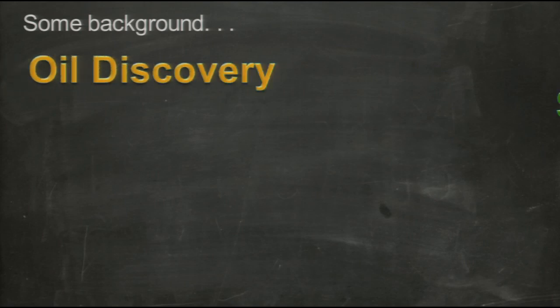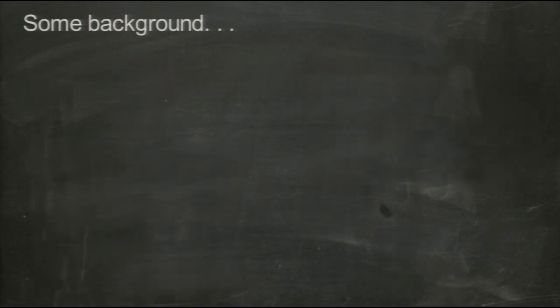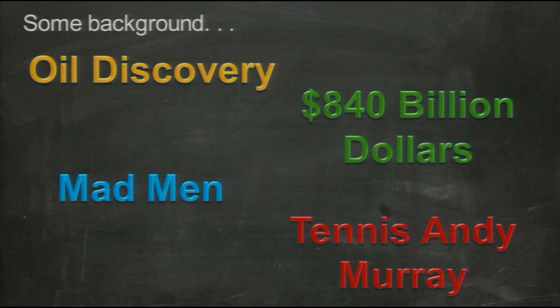Just some quick background. A lot of people don't know that Amazon actually runs Windows and Windows workloads pretty well. So I have a quick quiz here on what all these things have to do with Amazon. Oil discovery, $840 billion. That is not the revenue for AWS. I wish it was, but unfortunately it is not. Mad Men and tennis's Andy Murray. Can anyone tell me? All customers running Windows on AWS. Every one of these workloads is running on top of these slides.